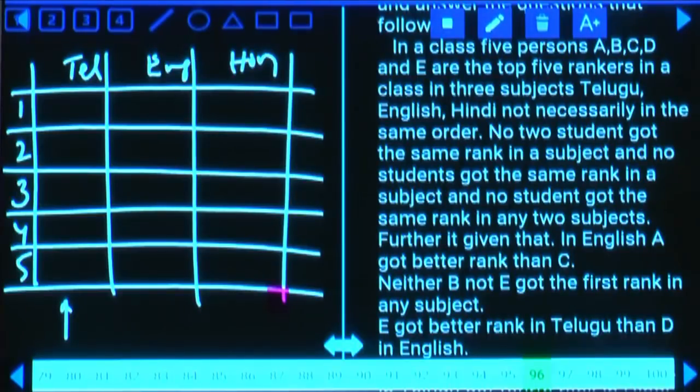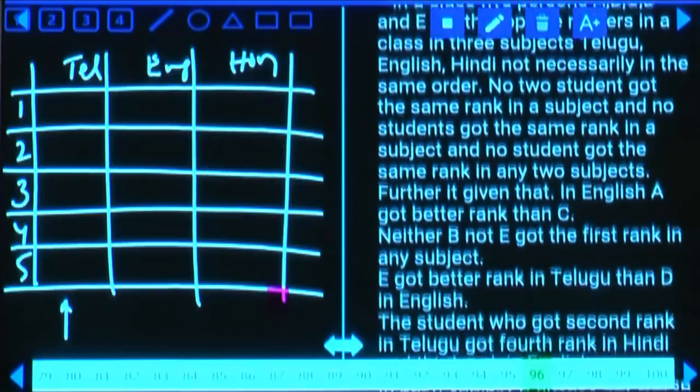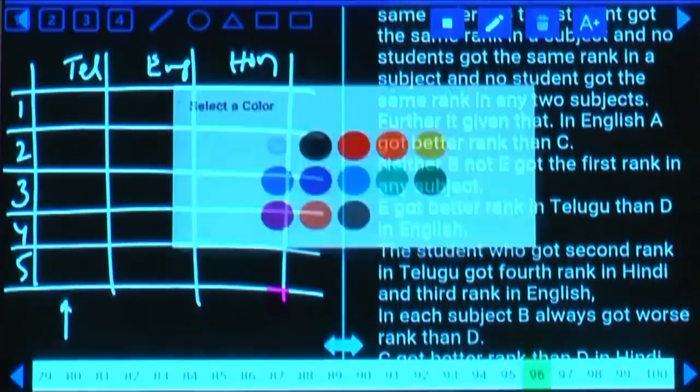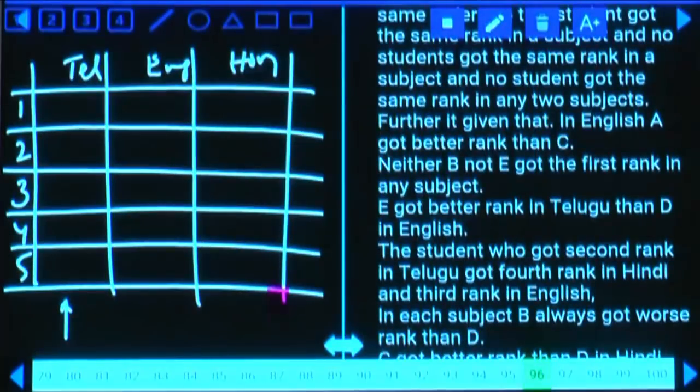Then further it is known that in English, A got a better rank than C. What is the information here? In English, A got a better rank than C. A better rank than C means, if A got first rank, then C got 2, 3, 4 or 5, any one of these. Hence it can be written like this: below English, A is before C. In English, A got a better rank than C.